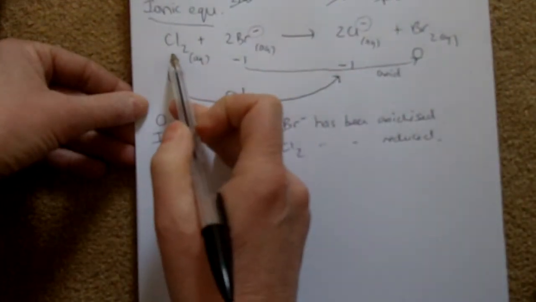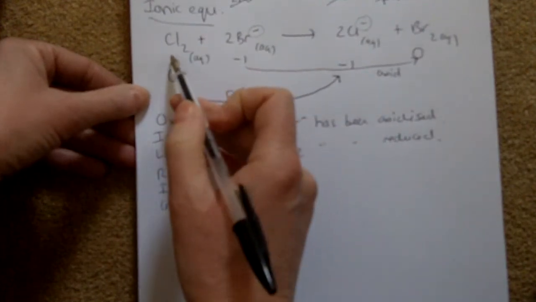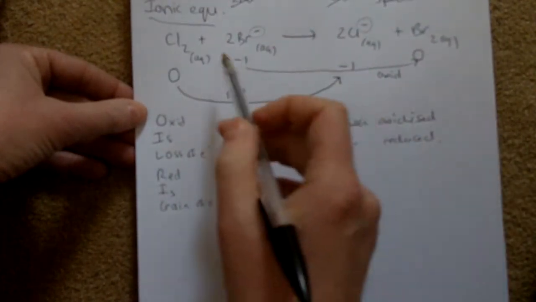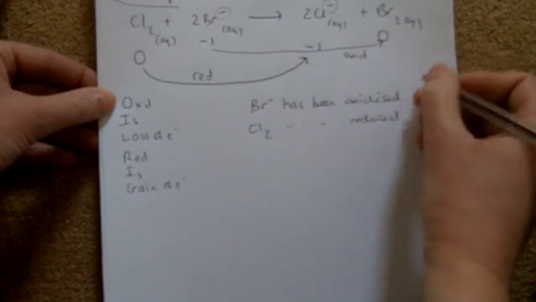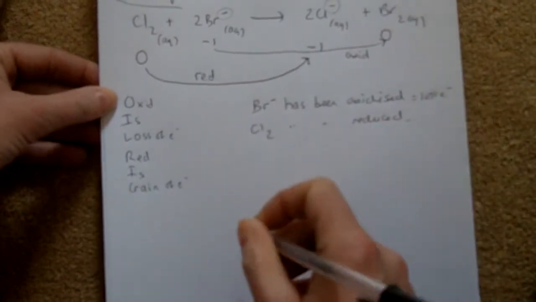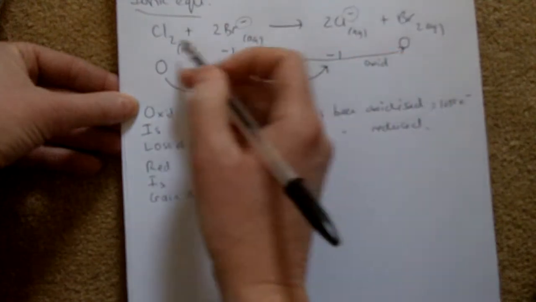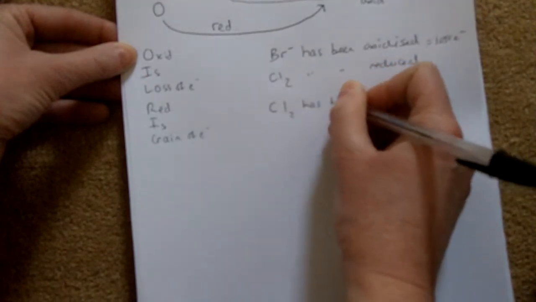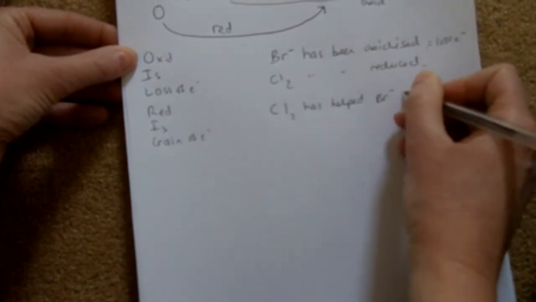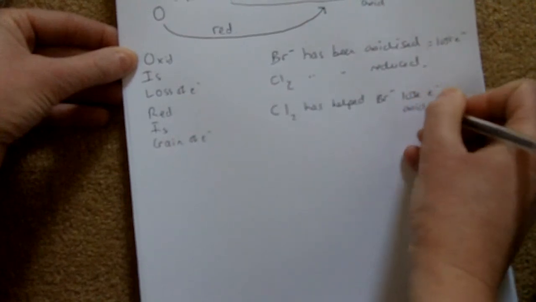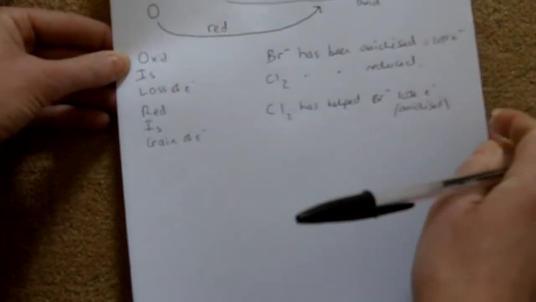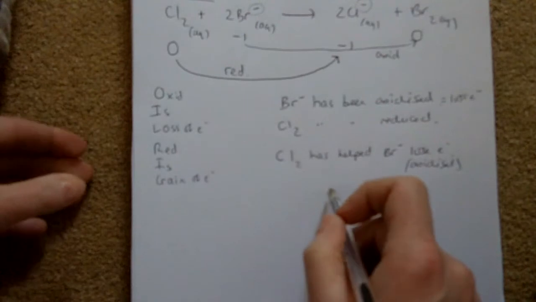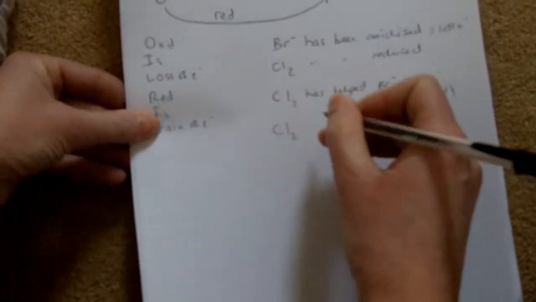So, is the chlorine acting as an oxidizing agent or a reducing agent in this reaction? The bromide has been oxidized, right? It has lost an electron, and the chlorine has gained the electron. The chlorine has helped the bromide lose an electron, be oxidized. It itself has been reduced, but it's helped the Br lose an electron. So chlorine is acting as an oxidizing agent.